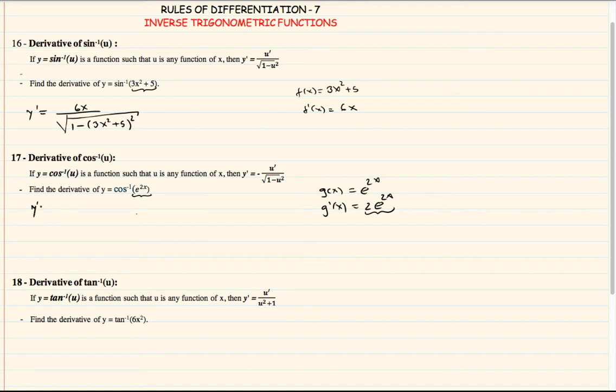So what we have is y dash is equal to minus, very important to remind that, minus 2 e raised to 2x divided by the square root of 1 minus e raised to 2x, all this squared. So this can also be represented as minus 2 e raised to 2x divided by the square root of 1 minus, open this, and we have here e raised to 4x, and it's done.